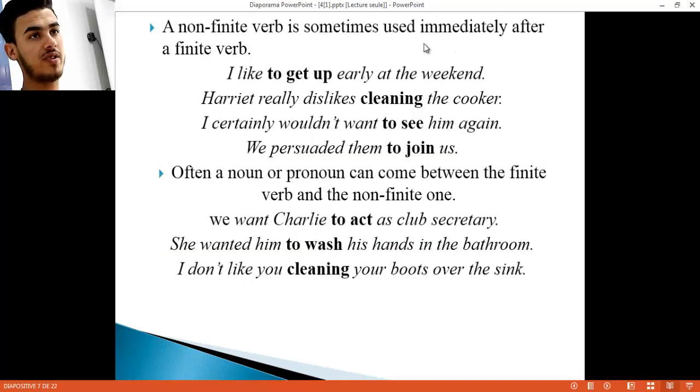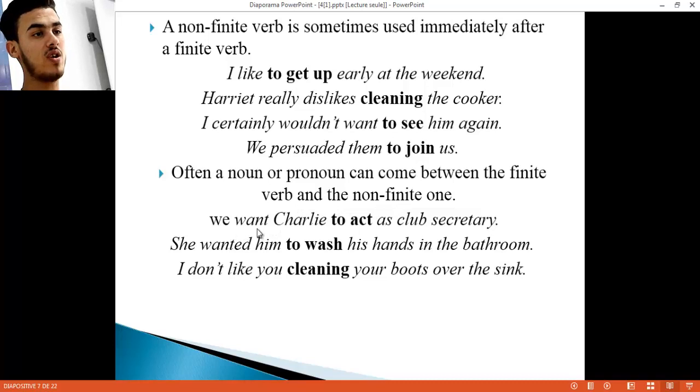A non-finite verb is sometimes used immediately after a finite verb. Like here in the example, I like to get up early at the weekend. Harriet really dislikes cleaning the cooker. So here we have the infinitive to, and we have a conjugated verb here, like. Here we have the gerund ing after the verb, which is conjugated in the present simple, dislikes. Often a noun or a pronoun can come between the finite verb and the non-finite one.